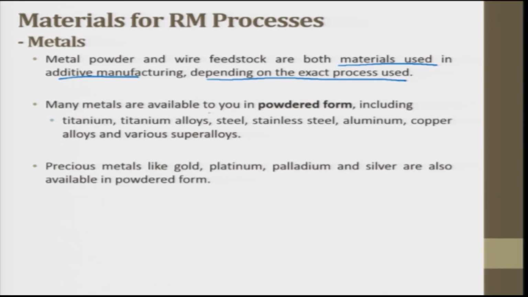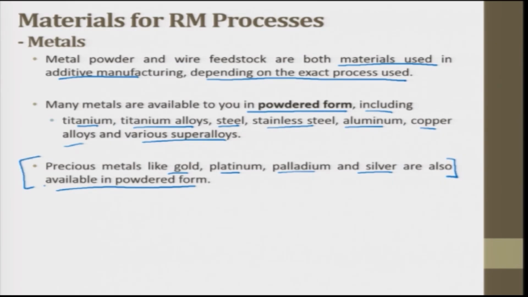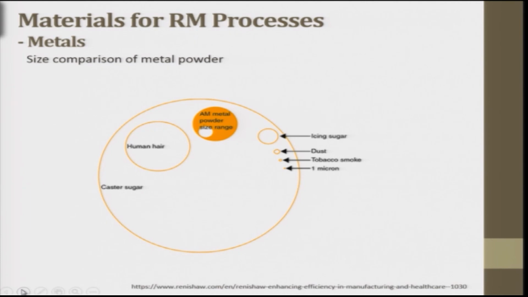Many metals are available to you in powdered form, including titanium, titanium alloys, steel and stainless steel, aluminium, copper alloys and various superalloys. Precious metals like gold, platinum, palladium and silver are also available in powdered form and they are used to develop jewelry in different forms and also in integrated circuits. Those are being used in electronics these days. So this is metals.